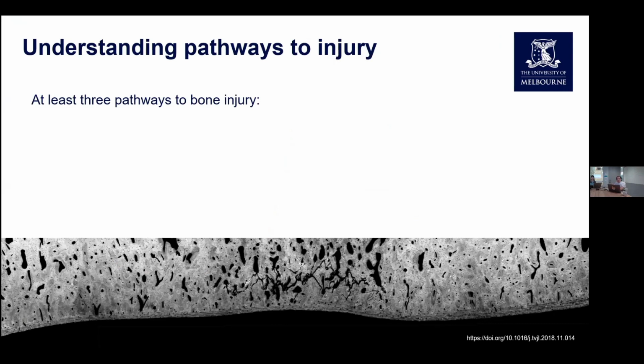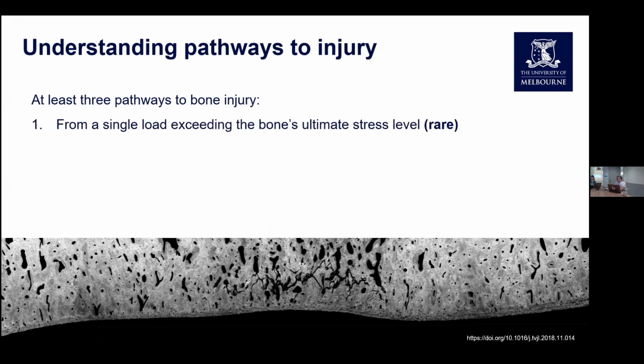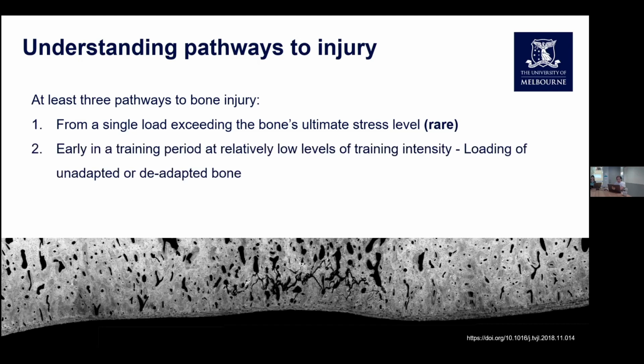But first, to understand what data we need, we also need to understand the pathways to injury, and how the data on our track surfaces informs our understanding of injury risk. There are at least 3 pathways to bone injury. One that pops up in the media more often than we'd ever like is from a single load that exceeds the bone's ultimate stress level, essentially traumatic injuries. We've had them in the past where a horse kicks a fence, for example, but these are very rare and very difficult to predict.